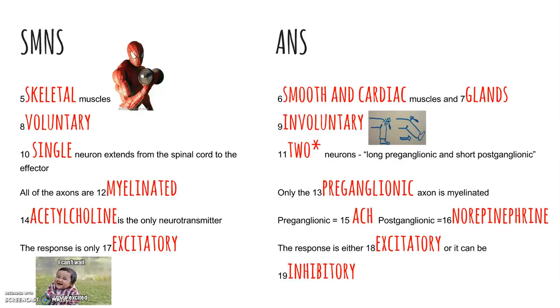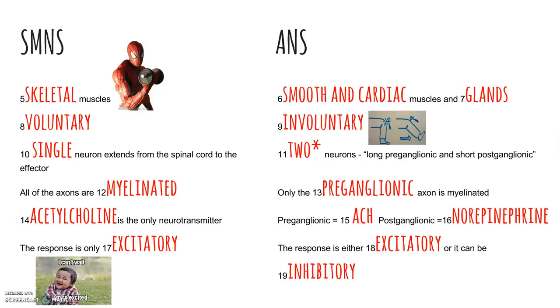In the somatic motor nervous system, all the axons in this system are myelinated. They all have Schwann cells. They all follow a saltatory transmission of the action potential. The autonomic nervous system has those 2 neurons, and only the preganglionic axon has myelin. So only one of the 2 is myelinated.